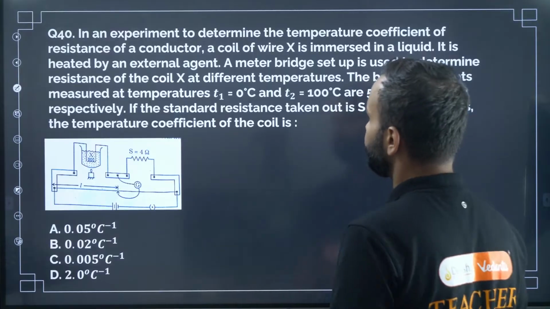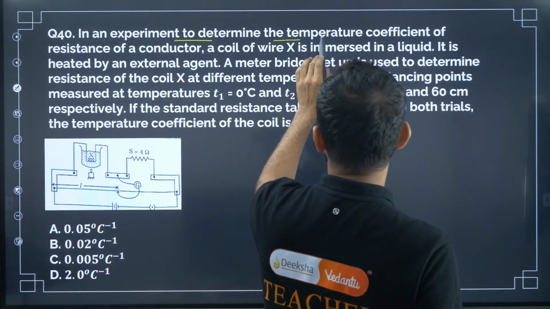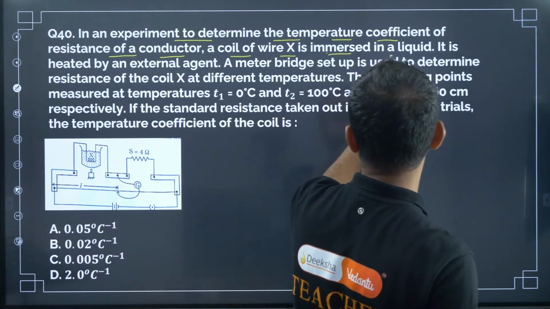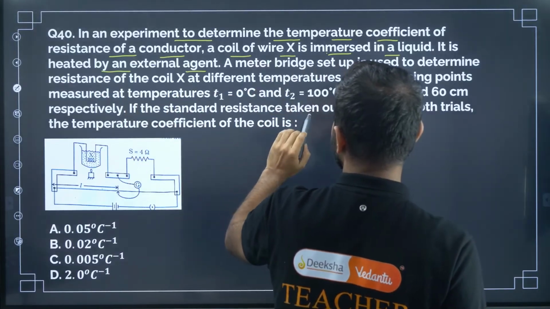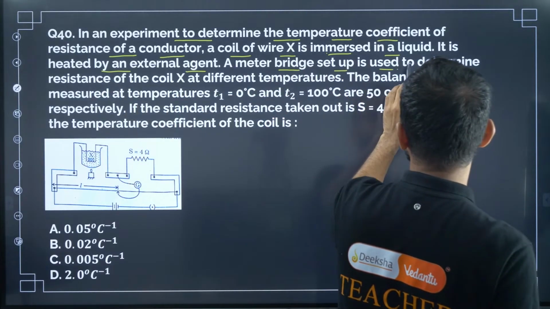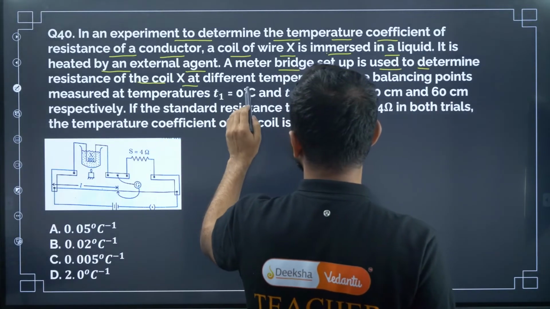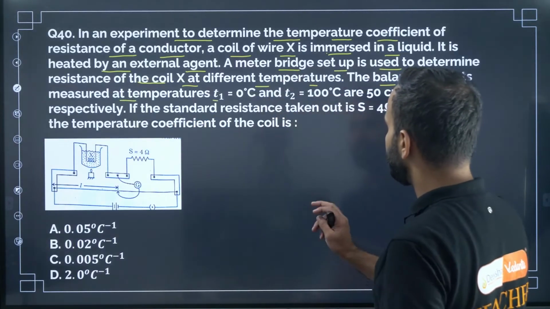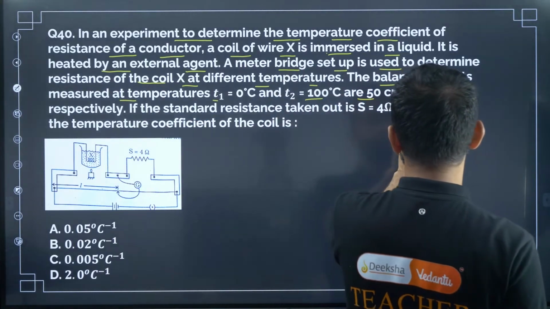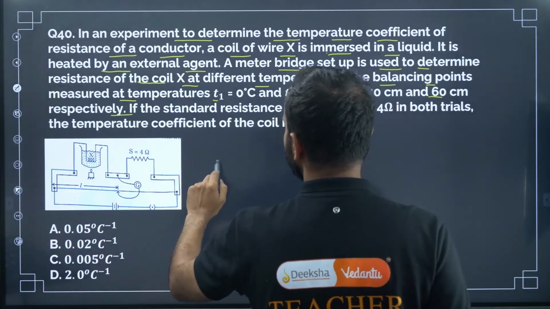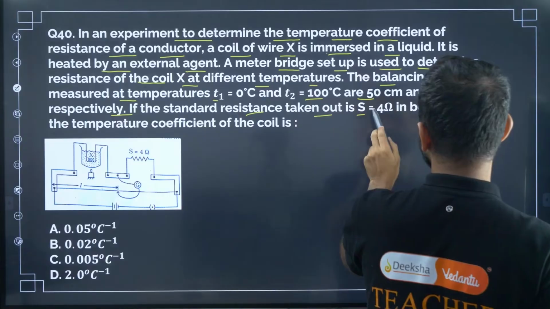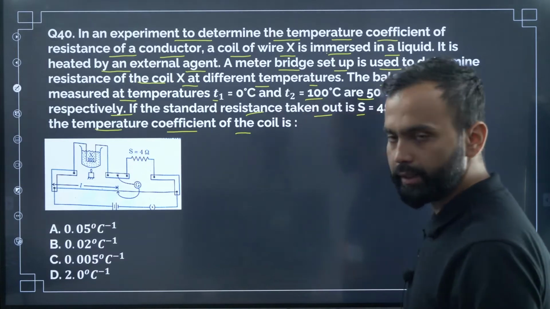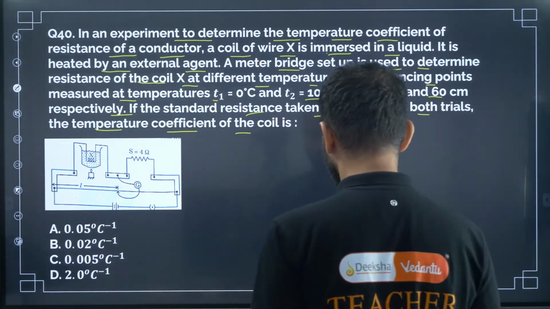Next question, question number 40. In an experiment to determine the temperature coefficient of resistance of a conductor, a coil of wire X is immersed in a liquid. It is heated by an external agent. A meter bridge set up is used to determine the resistance of the coil X at different temperatures. The balancing points measured at temperatures T1 equal to 0 degree Celsius, T2 equal to 100 degree Celsius are 50 centimeter and 100 centimeter respectively. If the standard resistance taken out is S equal to 4 ohm, in both trials, the temperature coefficient of the coil is, okay, we need to find temperature coefficient of the coil, right?